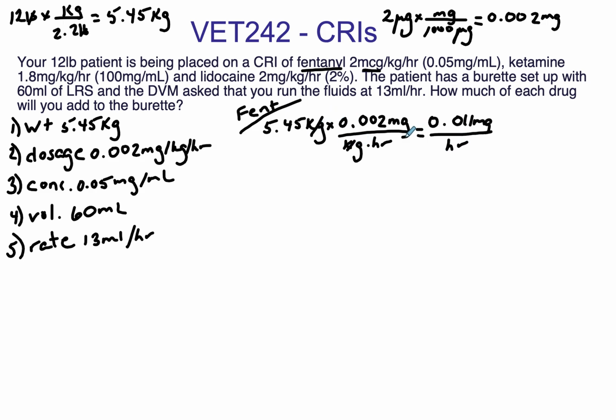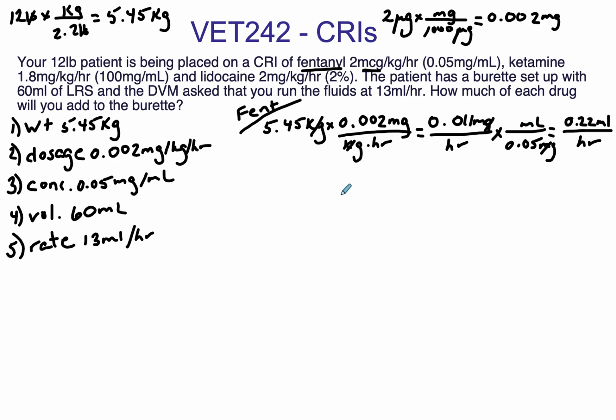Don't forget your leftover units. My kilograms are canceling out. I have to bring that hour over because I haven't addressed it yet. Don't forget to keep going. I have milligrams here. I need to figure out the mils because this is a solution drug. So I'm going to go back up and reference my concentration of fentanyl and plug that in: 0.05 milligrams per mil. And when I do that calculation, 0.011 divided by 0.05, I'm going to end up needing 0.22 mils per hour of fentanyl. My milligrams are canceling out.